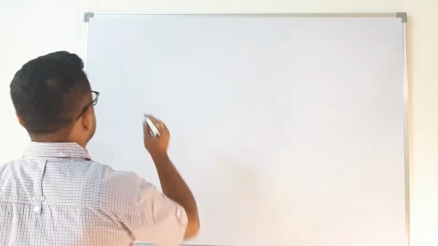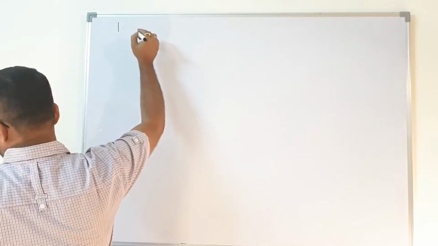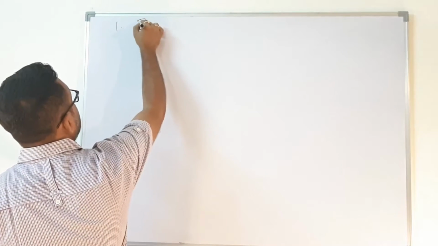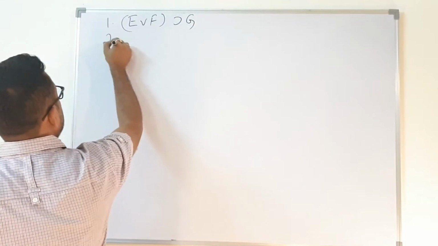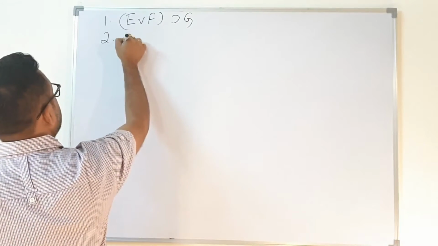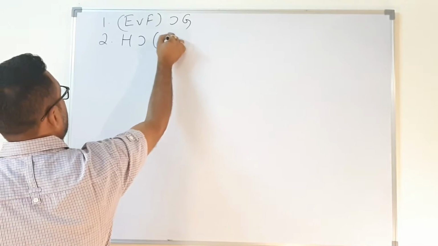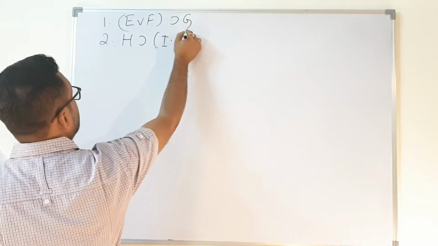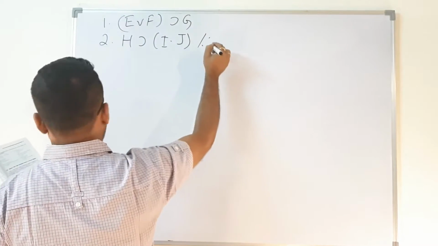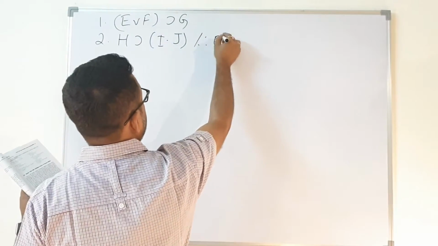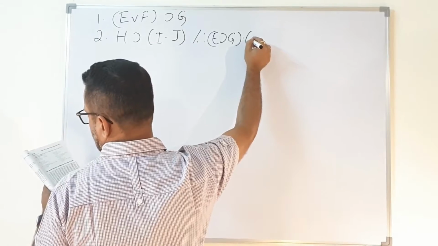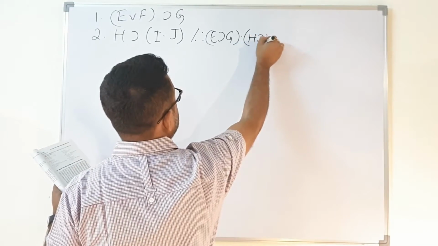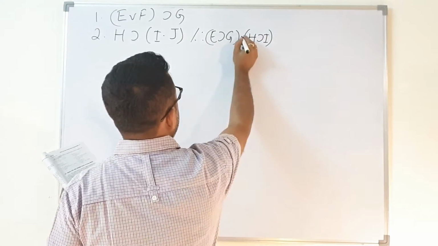Okay, so this is the question. E vee F implies G, then H implies I dot J, therefore E implies G dot H implies I. So this is the question.